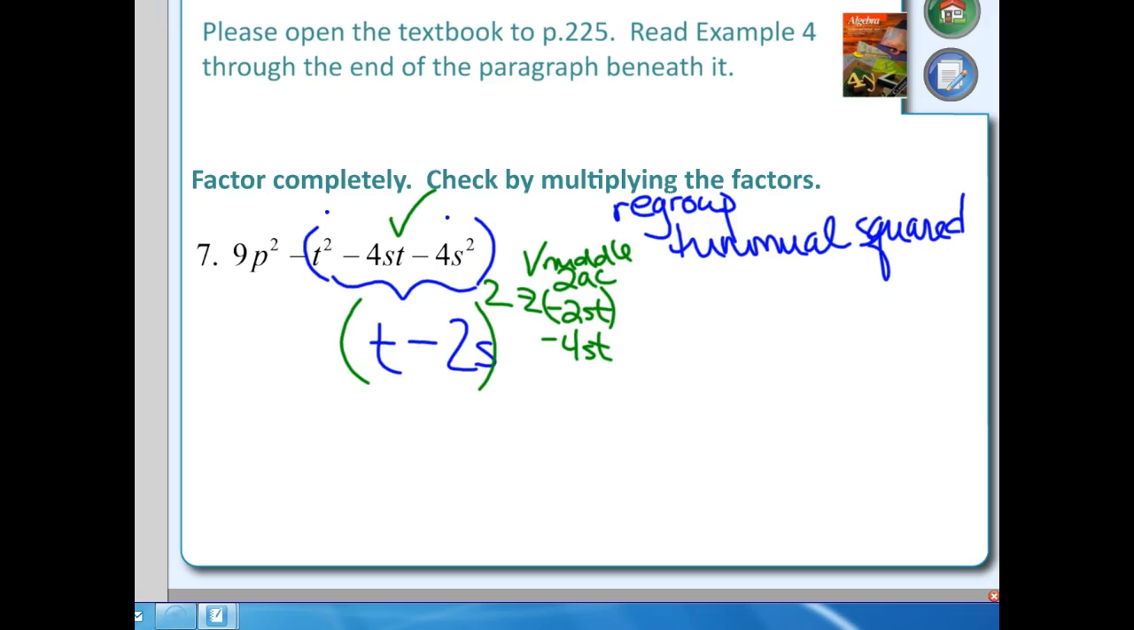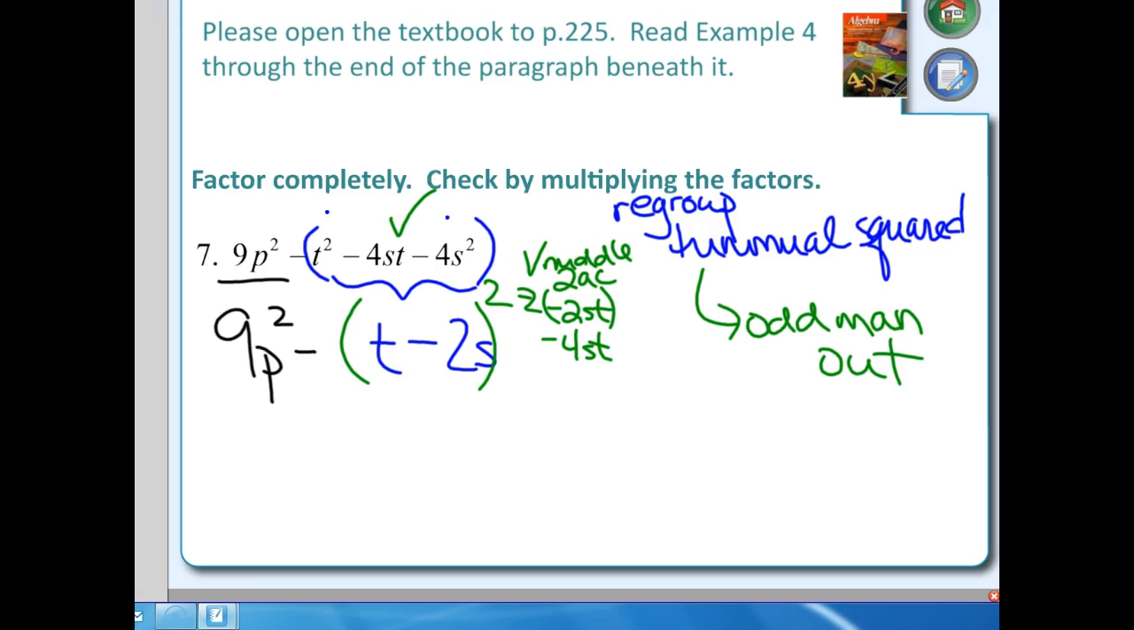Now, when I realize that I can't factor by grouping and I've got to look for that trinomial squared, remember I told you you're looking for an odd man out. Odd man out. When I look up here, p squared doesn't go with anything. I've got t, st, s. So the p squared is like my odd man out. So now let's bring him down, and we've got 9p squared minus my binomial squared.